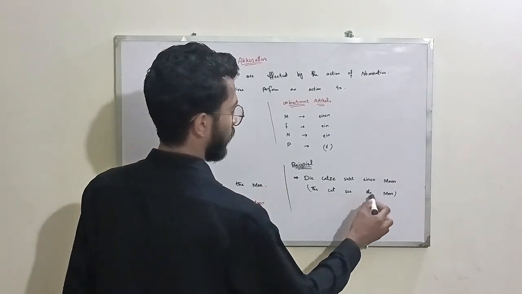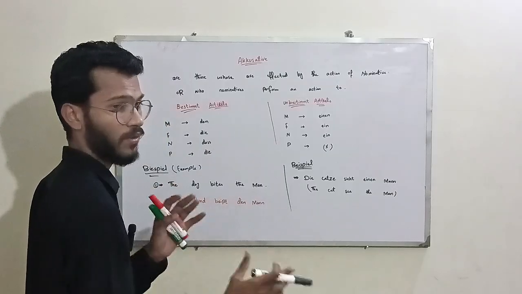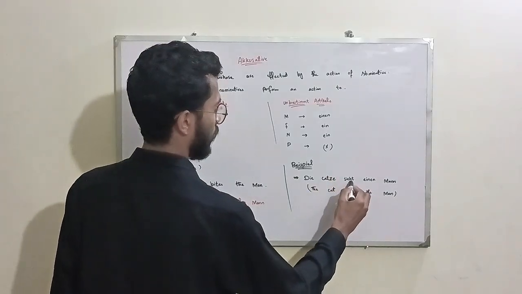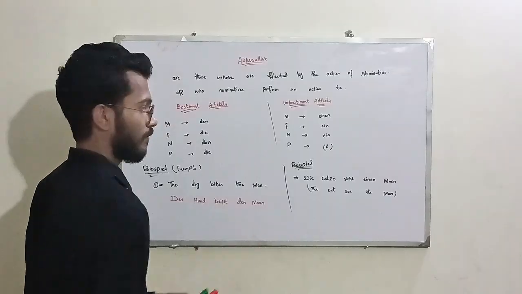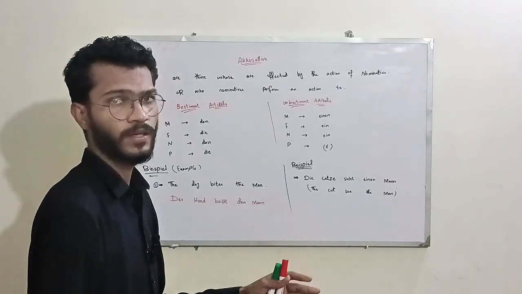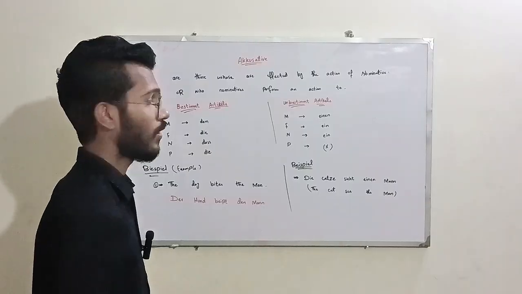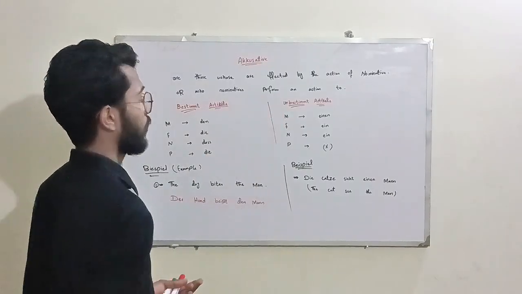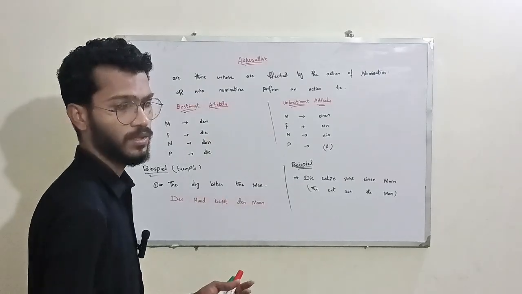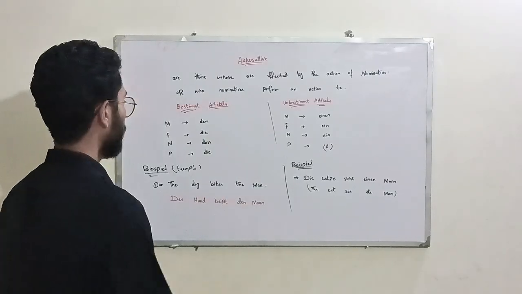The cat sees the man means the cat performs an action on the man. The action will be "sieht", which means see. Accusative. Accusatives are those who are affected by the action of the nominatives, or we say, whom the nominative performs an action to. First, we need to know the distinct and undistinct articles of the accusatives.